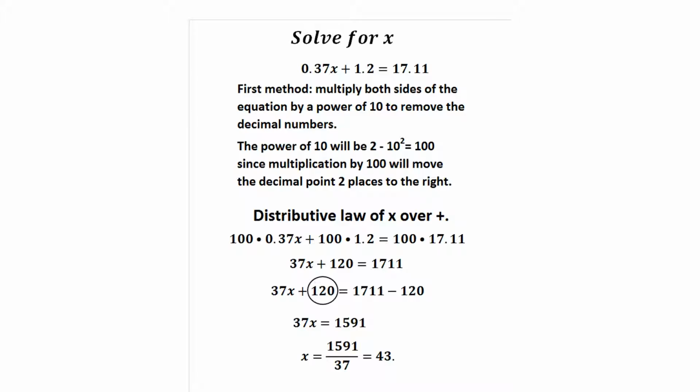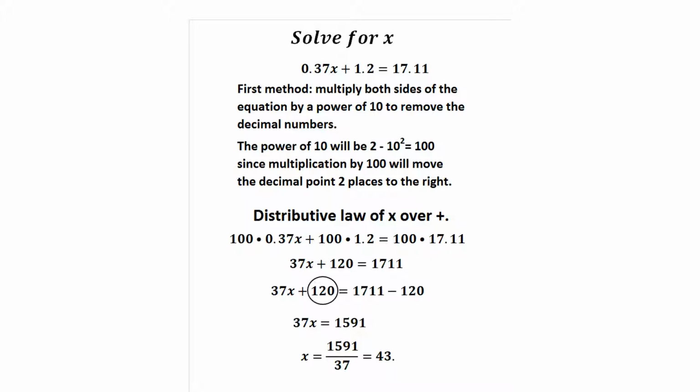But if you multiply the 0.37x plus 1.2 by a power of 10, we need 100. And we'll use the distributive law. If you multiply 100 on one side, you have to multiply 100 on the other side. So what we have here is 100 times 0.37x. You move that decimal 2 places to the right. That's 37x. You don't need the decimal, so it's an integer. Plus 100 times 1.2, that's 120, but you don't need the dot, it's an integer.